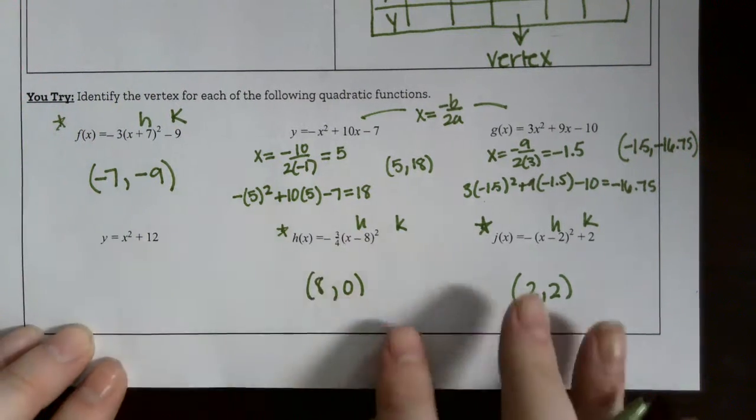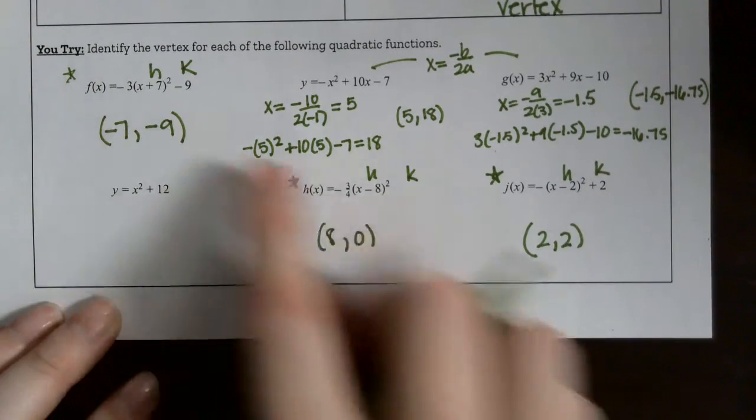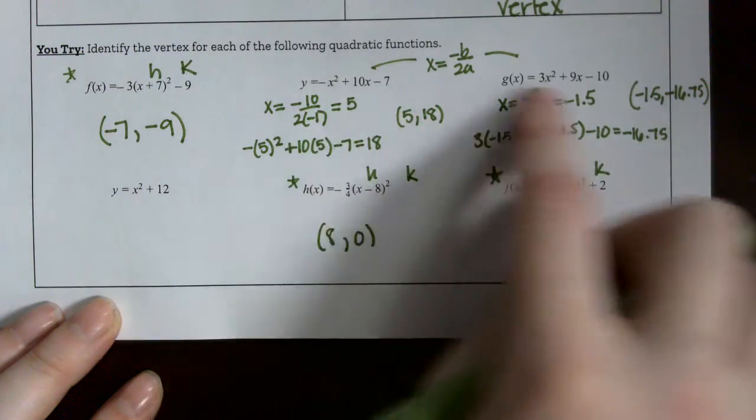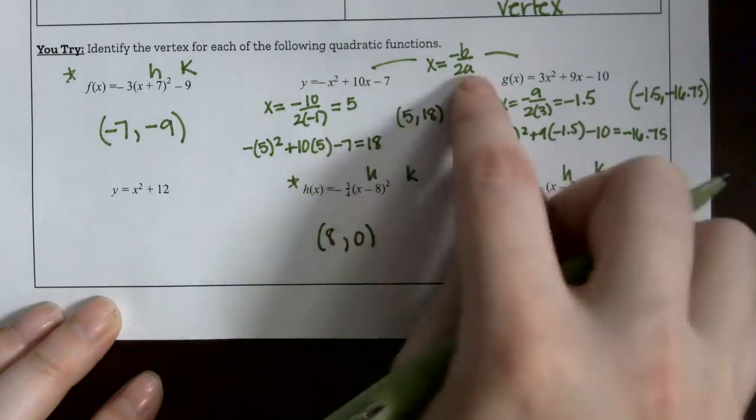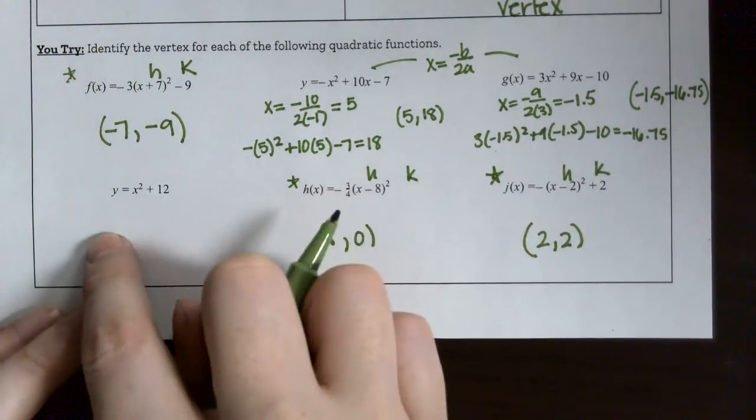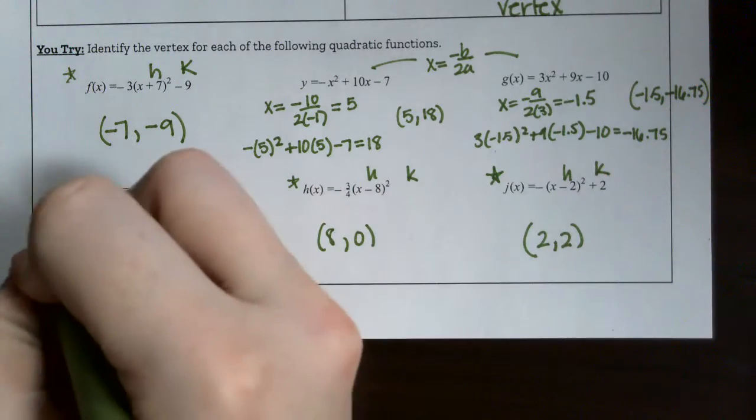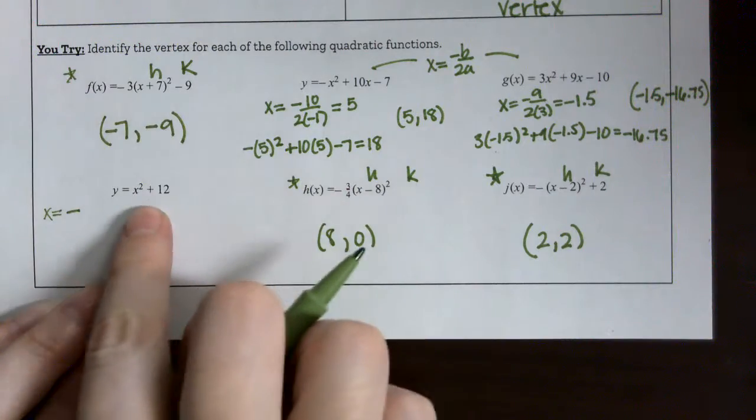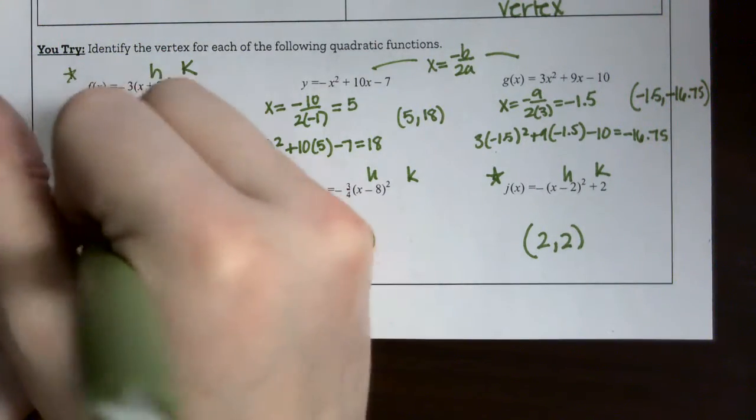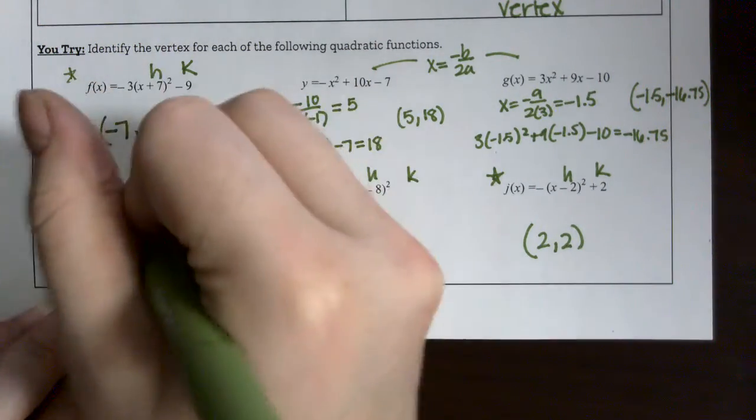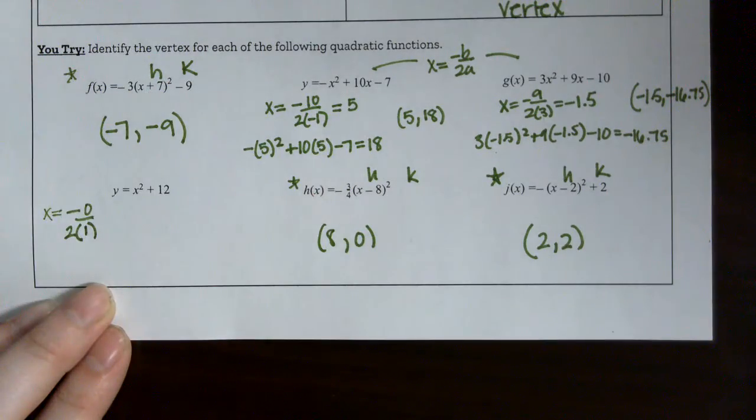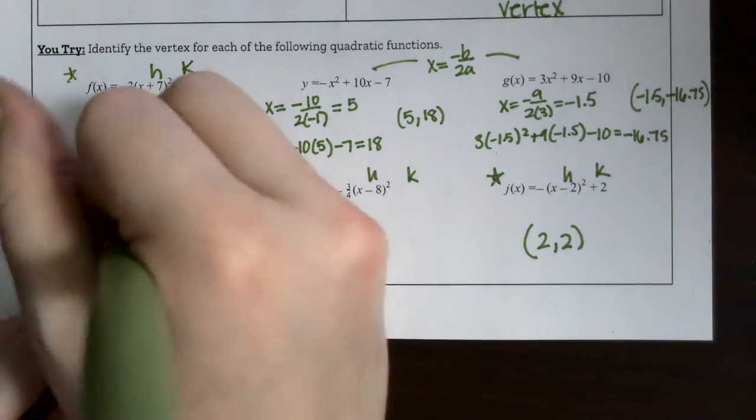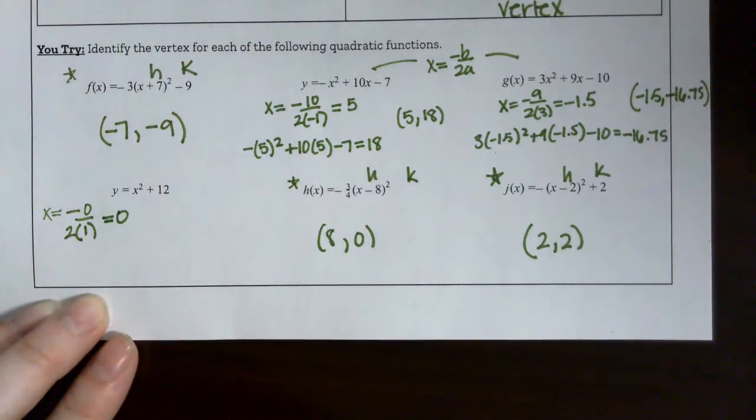This last one I wanted to save until the end because it does not have parentheses, so that indicates to do this method where we have to actually use the formula and plug it in. Now you can do that. So if I do that, I get -b, but my b value is missing, so -0 over 2 times a, which is 1. 0 divided by anything is just 0, so that's my x value.